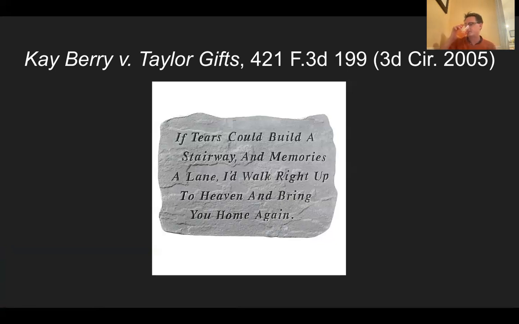Well, what's the defense here? Taylor Gifts says, look, this is a rock with words on it. That's all it is. There's no protectable elements to the work of authorship in question. And with no protectable elements, it means there's nothing for us to infringe, right? If the work of authorship isn't and can't be protected by copyright in the first place, we can't be infringers because there's nothing protected about the work for us to infringe. So what happens, right? The district court ultimately finds for the defendant, but the circuit court reverses it.